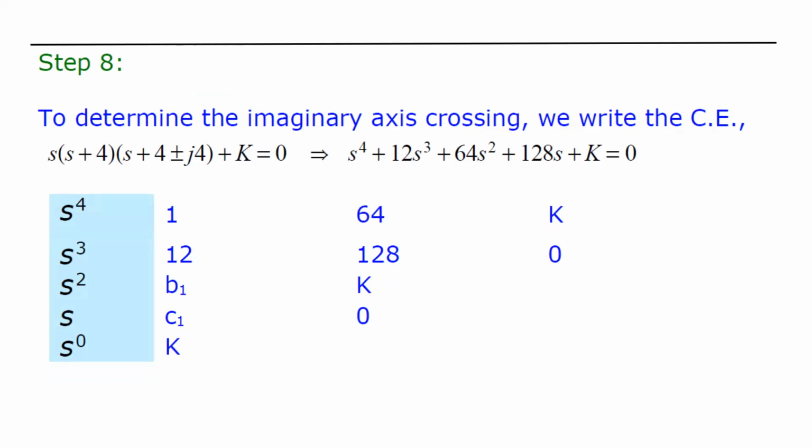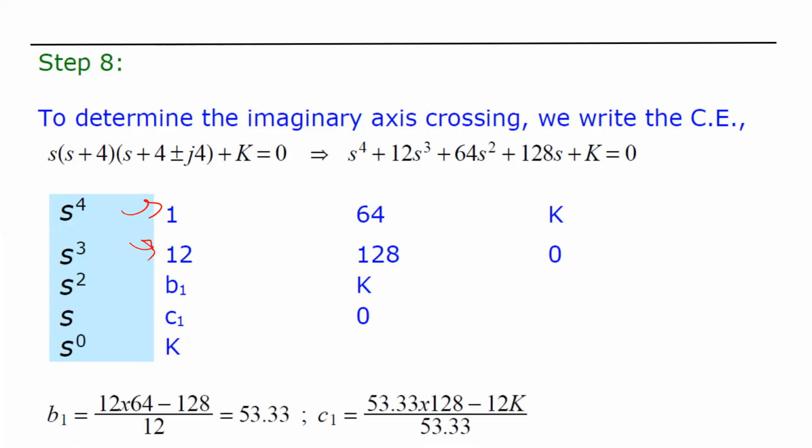S4, S3, S2, S0. Okay. So look, this is what we have. The first two rows are from the characteristic equation, and now we calculate B1, C1. If you calculate B1, it will be 12 times 64 minus 128 divided by 12. This will be 53. So B1 is 53. I can use this one and put it in to calculate C1.